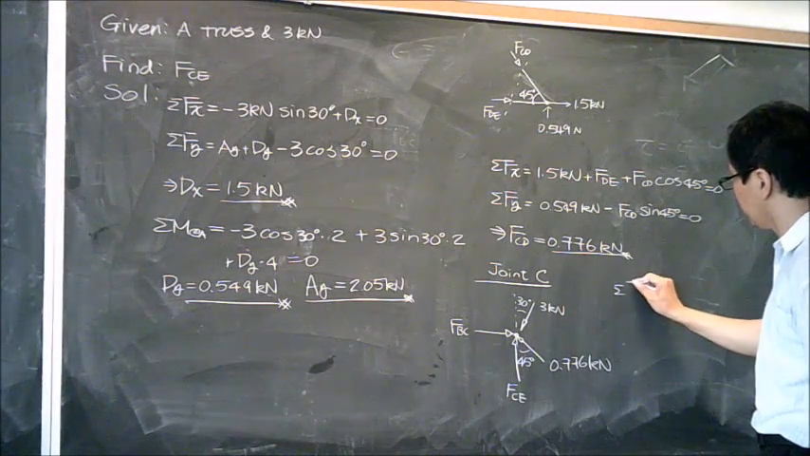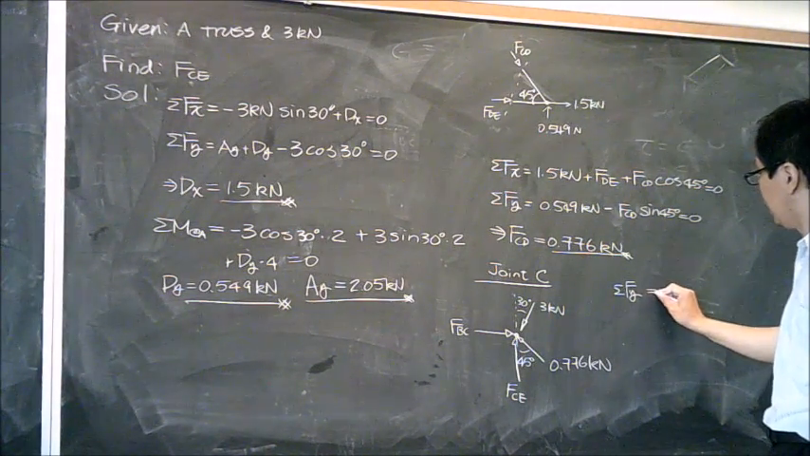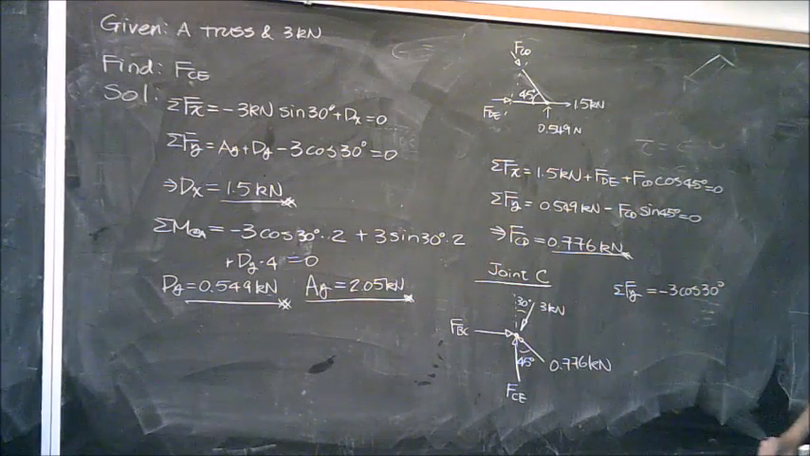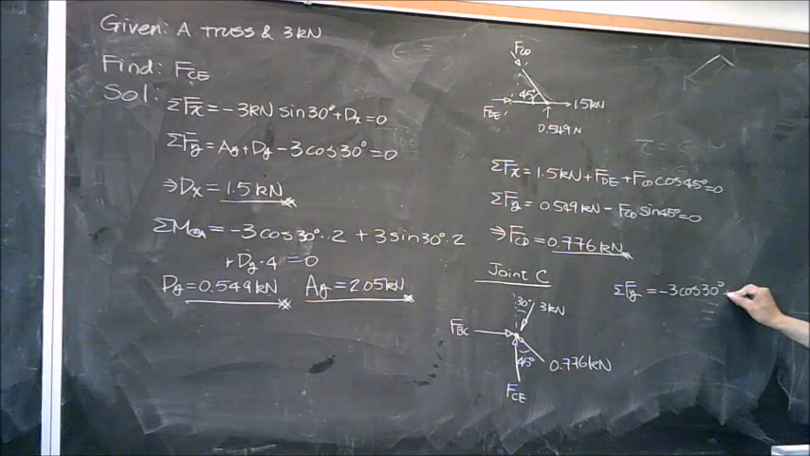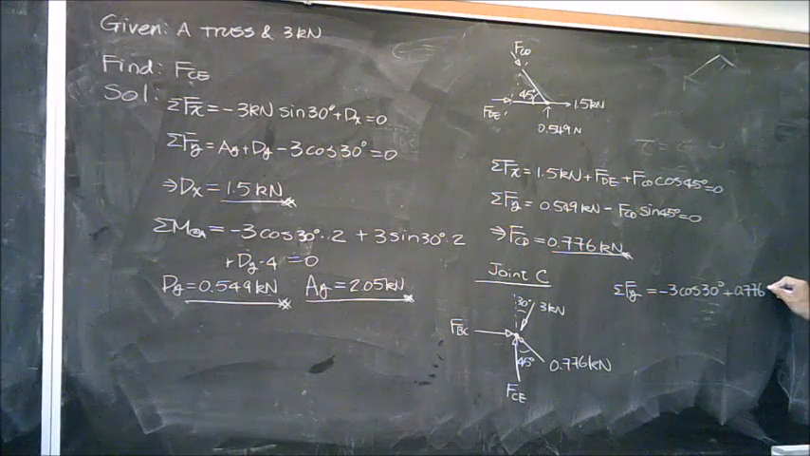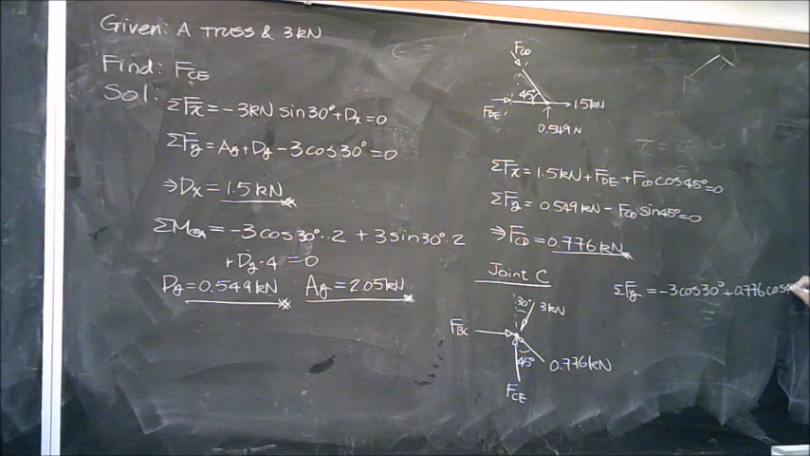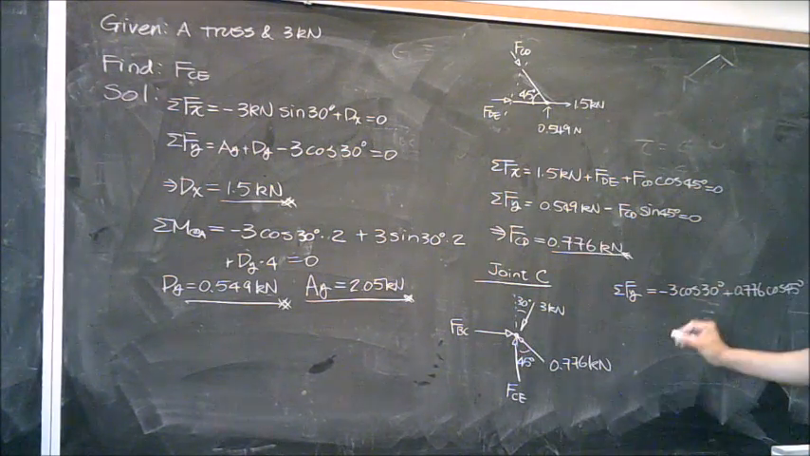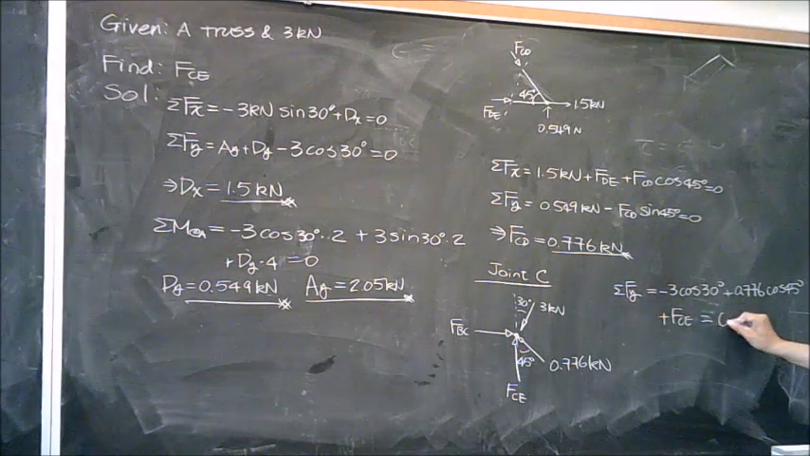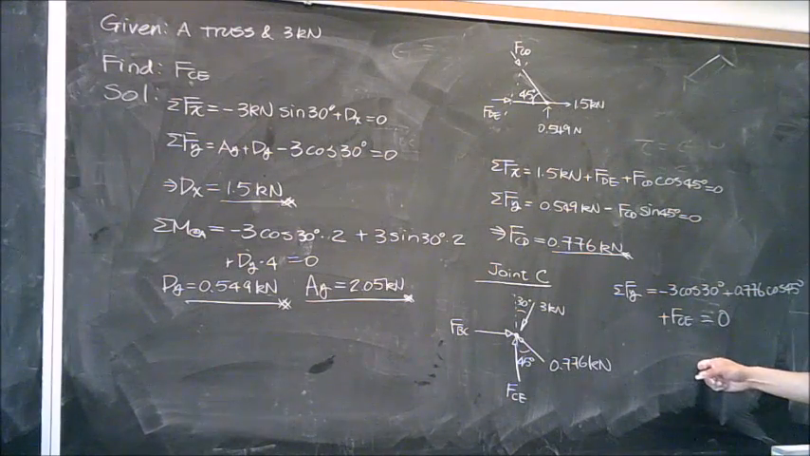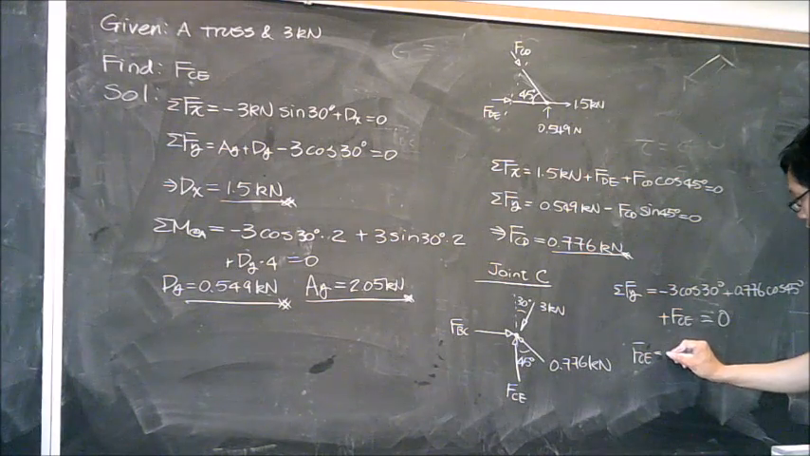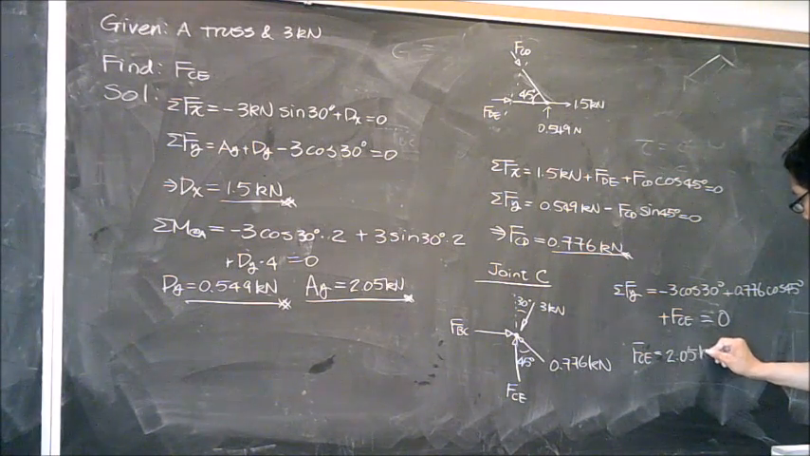So I'll write down the equation in the y direction. That is going to be 3 cosine 30 degrees negative plus 0.776 cosine 45 degrees upwards plus FCE equals to what? 0. One unknown, one equation, you're going to get FCE equals 2.05 kilonewton.